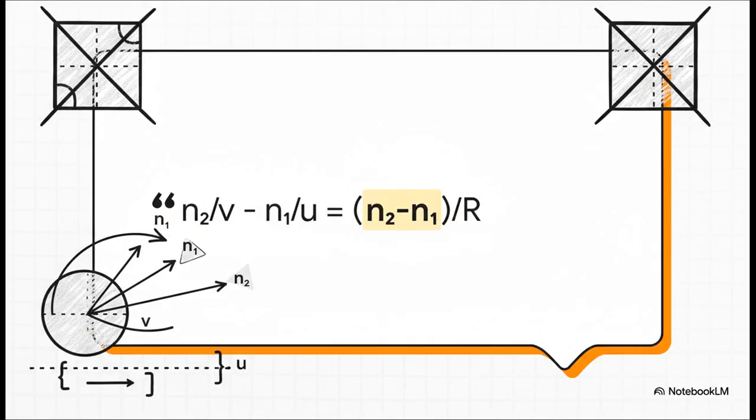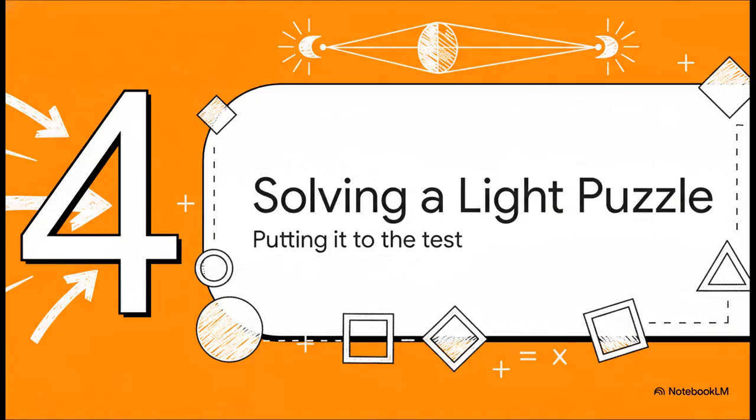And now for the final step, the grand reveal. We take those geometric expressions for our angles, we plug them into our simplified Snell's law, we do a little bit of algebra, and we arrive here. This is it, the single elegant equation that connects everything: the object distance, the image distance, the materials, and the curve of the surface. So we have this cool-looking formula, but does it actually work?